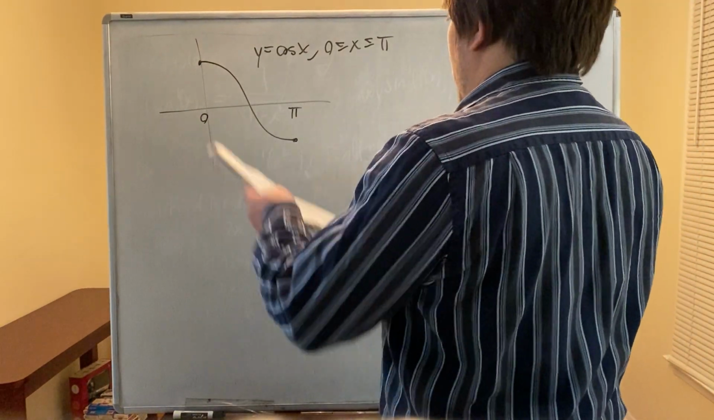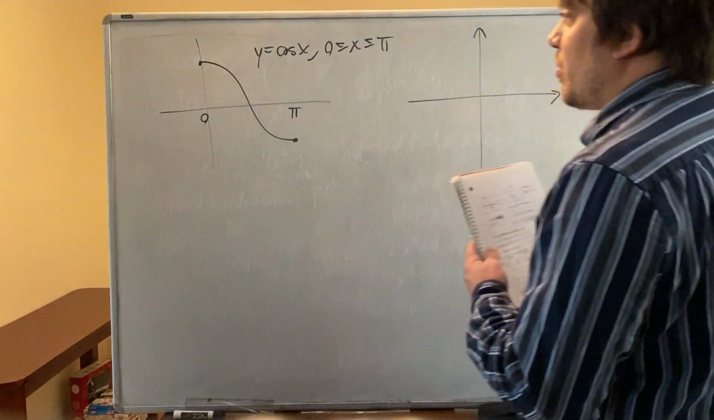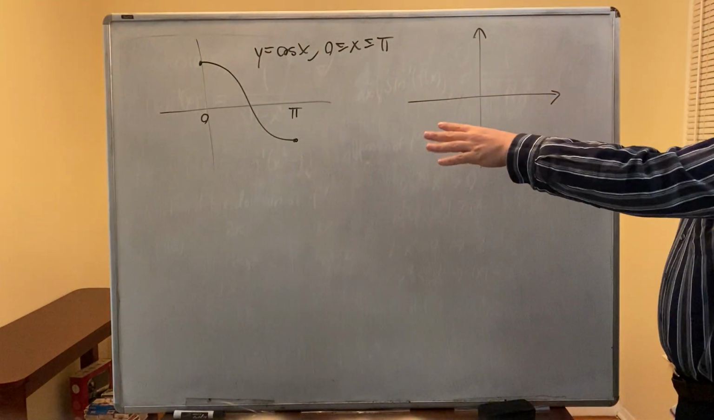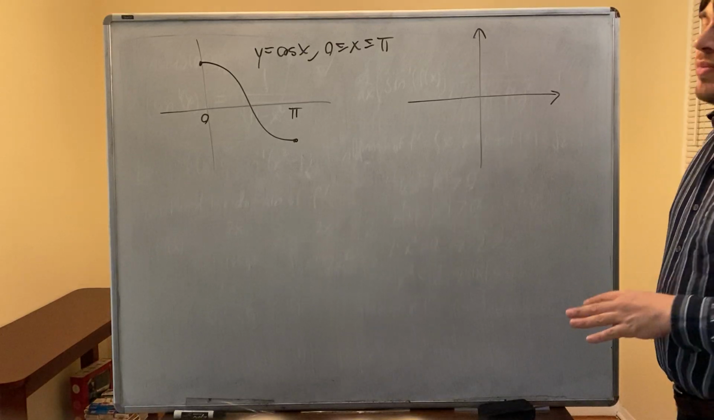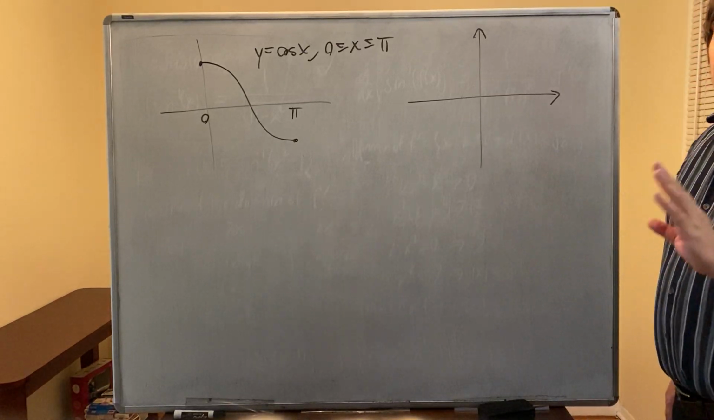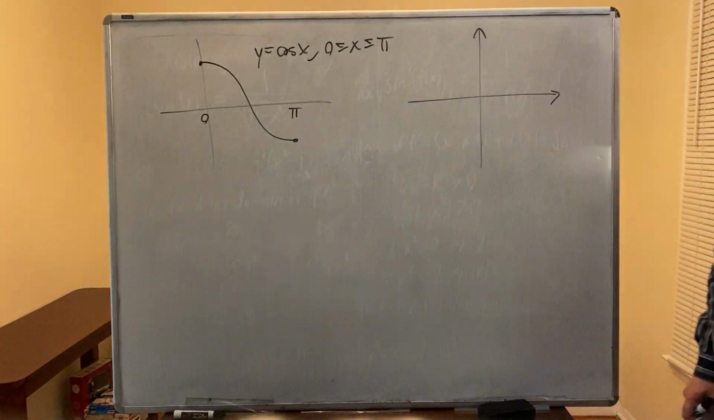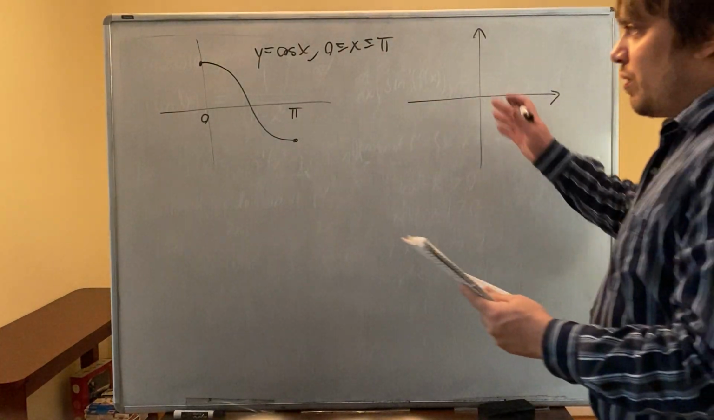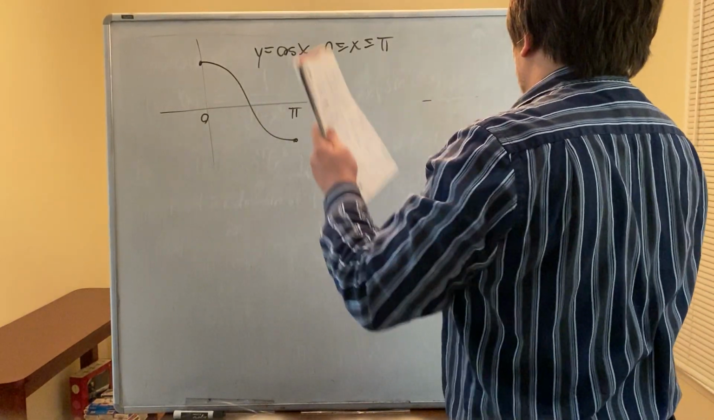Now, I'm going to refer to the graph of cosine x with that restricted domain. When I say cosine x, I mean cosine x with the restricted domain from 0 to pi for this lesson. So now the inverse of cosine x is with the restricted domain.